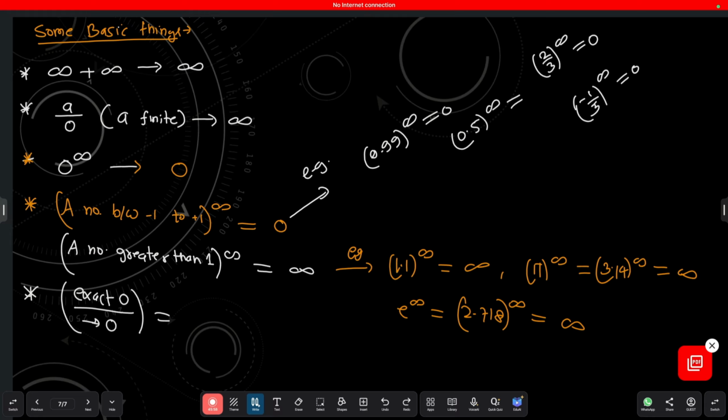Exact zero. In limits, exact is very important. If I say exact one, it is one only, and arrow zero means tending to zero, approaching zero. So exact zero upon tending to zero: tending to zero means something like 0.00000001, very small. Zero upon a positive or non-zero number is zero. So the answer is zero.